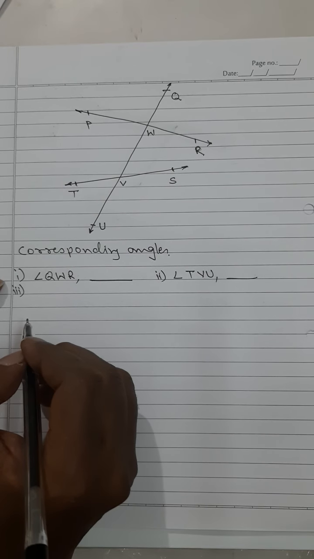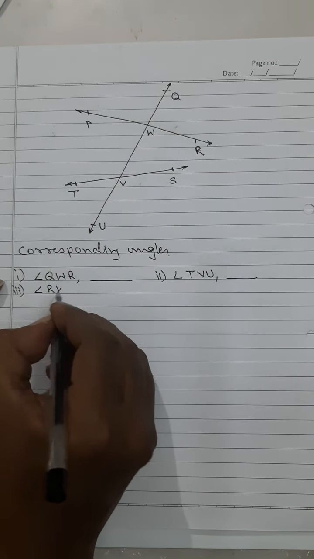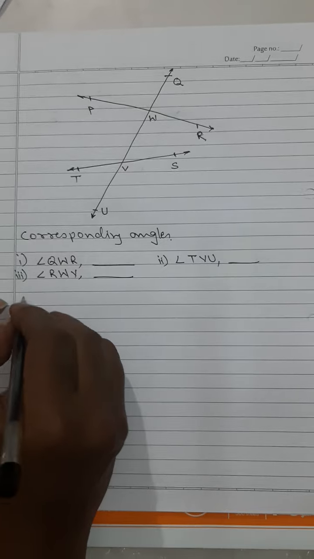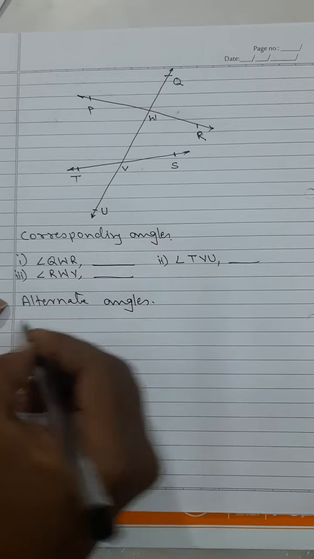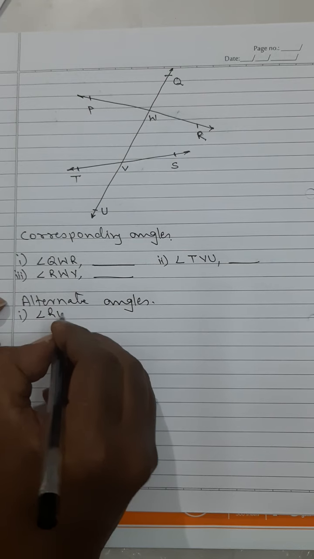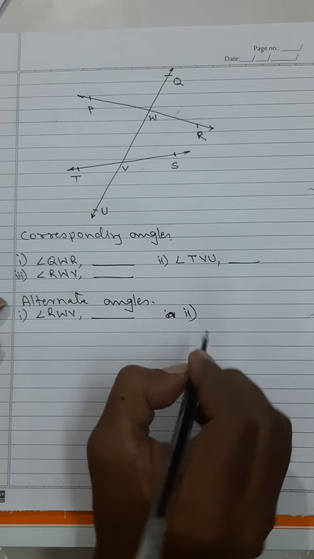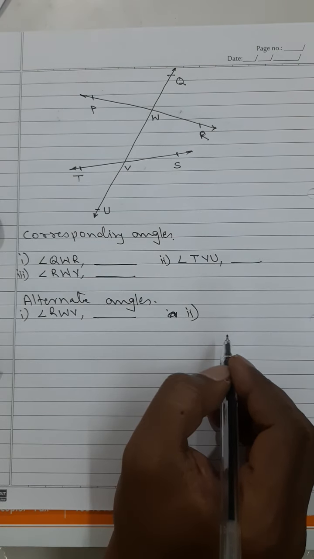Do you have anything more? You have completed that. Angle RWV, who is forming corresponding angles? Then I have got alternate angles. For alternate angles, angle RWV, who is forming alternate angles? Okay, am I in the range? RWV, and then there is no other go.